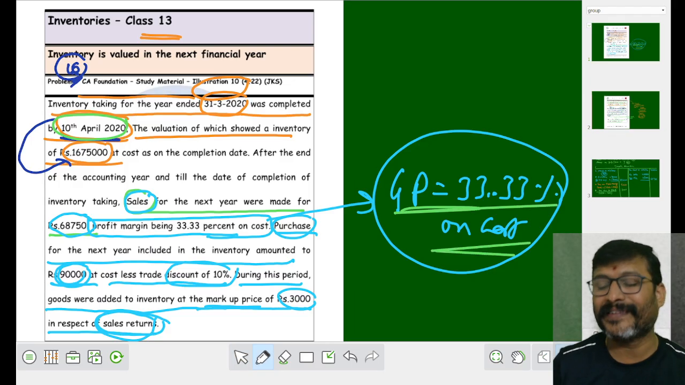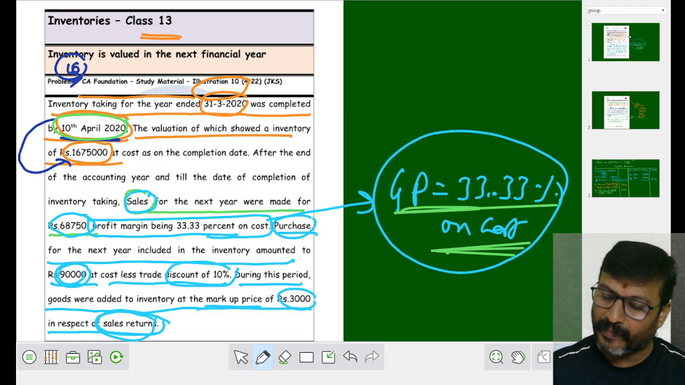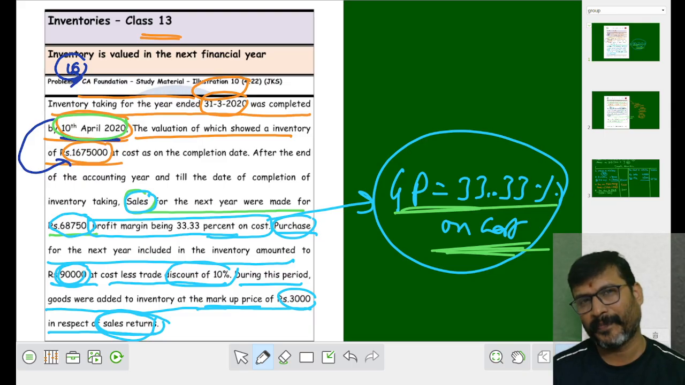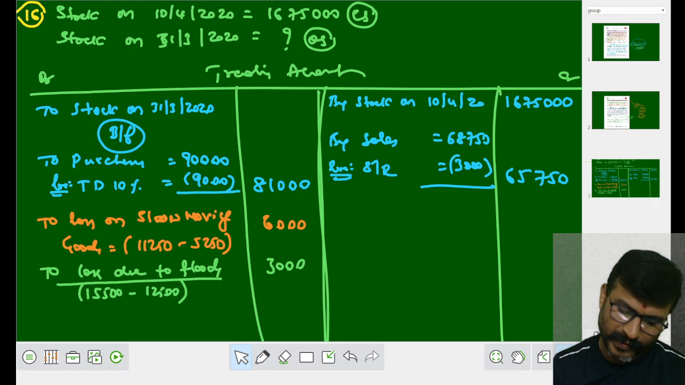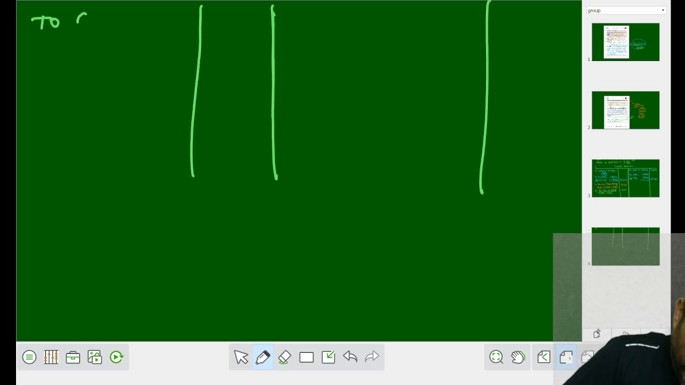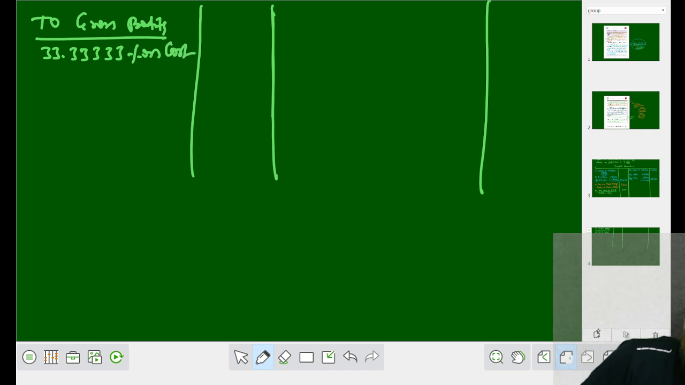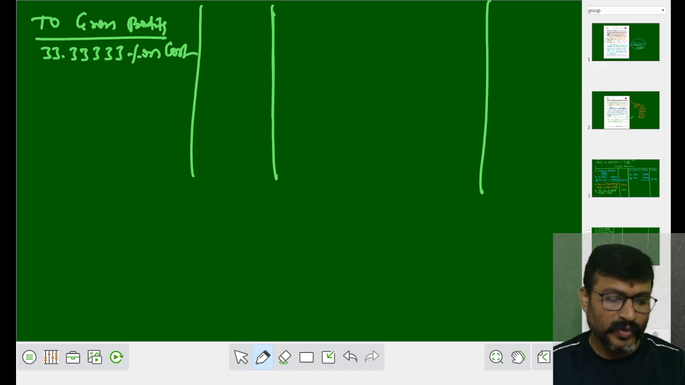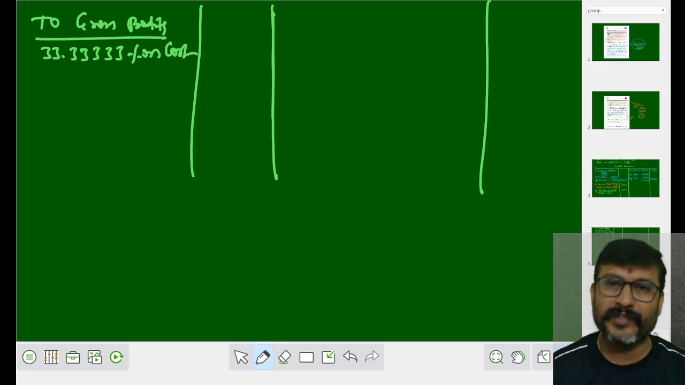of what? 33.33% on what, my dear student? On cost, right? Now we have to go for writing the gross profit. I am not getting proper space here, so let me continue in the next page. What is given? To gross profit, what is it? 33.333% on cost. Instead of writing two 3s, you can go for the maximum number of 3s.